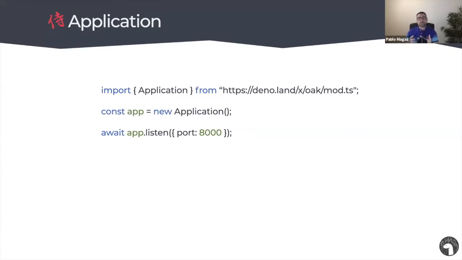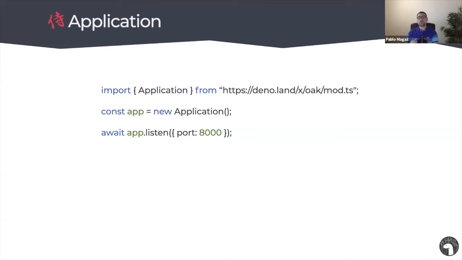Application is a very simple class that is just a wrapper around the Deno's HTTP server. And it has just two methods. The first method is the listen method that will launch the Deno's HTTP server. For the people who are not familiar with top-level await, as we can see in the example, we can call the listen method using await, but without wrapping it in an async function.